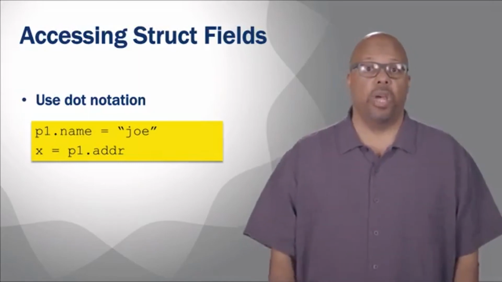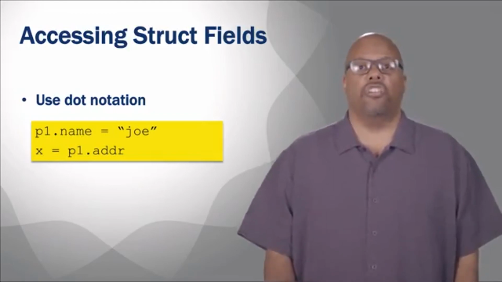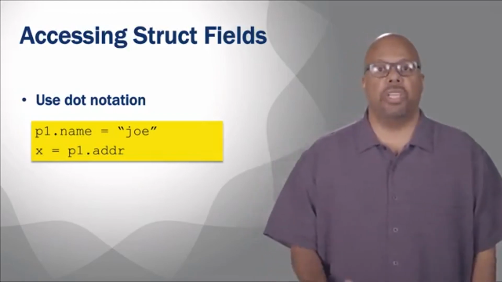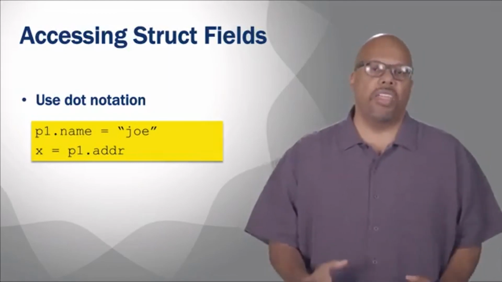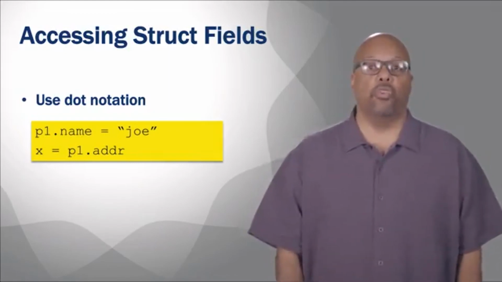Also, I can read in the same way. I can say x equals p1.address. Right? And that will assign x to be the address of p1. So use dot notation rather than the brackets that you would use with arrays.